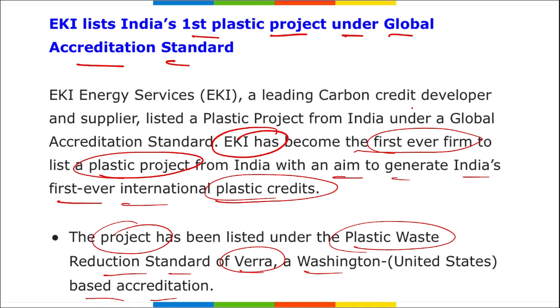I repeat, friends, the news here is which company has developed India's first plastic project under a global accreditation standard. It is EKI Energy Services Limited, the first carbon credit developer and supplier, and they have launched their first ever plastic project from India that will aim to generate first ever international plastic credits. As we know, plastic is a non-renewable form of material. That means once it has been developed, it will remain in the environment for eternity.